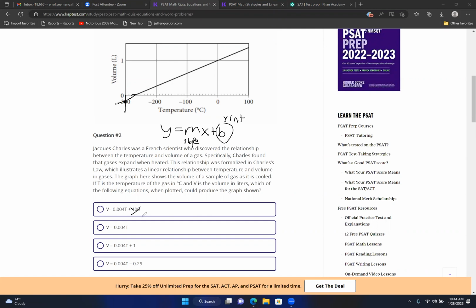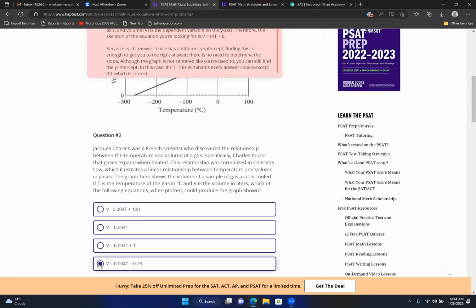So it's not plus 100. It's not plus 0. It's not plus 1. 1 was up here. So it's not that one. So I'm guessing it's this one right here, D, and the 0.004 will be the slope. So that one we could just use the process of elimination. Just eliminate the ones that don't make sense. So I'm thinking D. Let's try D. Oh, no, I'm wrong.